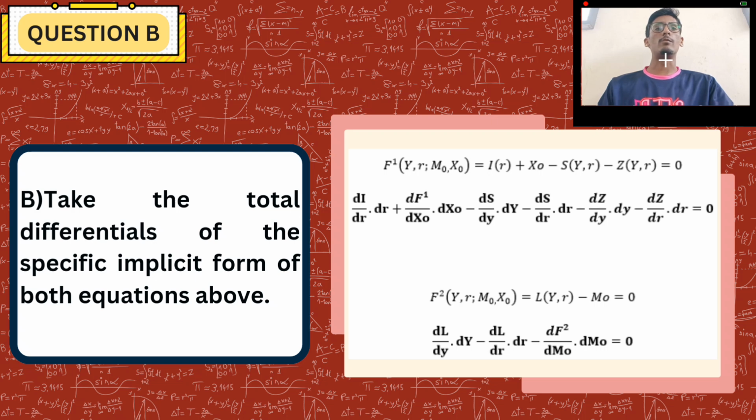Let's differentiate the equations. We found the answer as dl/dr times dr plus ∂f1/∂x0 times dx0 minus ds/dy times dy minus ds/dr times dr minus dz/dy times dy minus dz/dr times dr equals 0. For the second equation, we found the answer as dl/dy times dy minus dl/dr times dr minus dm²/dm0 times dm0 equals 0. So we have found the specific implicit form for both equations.